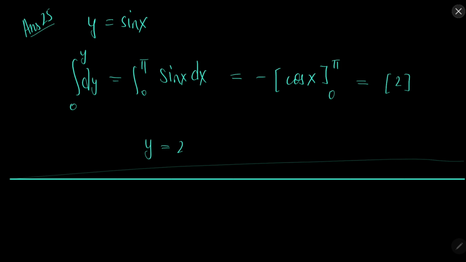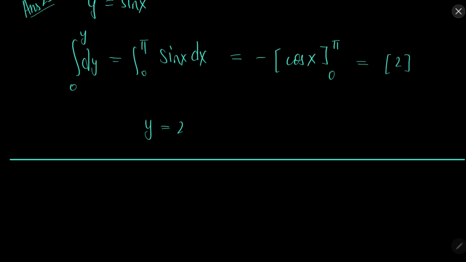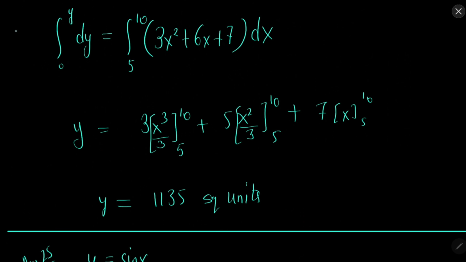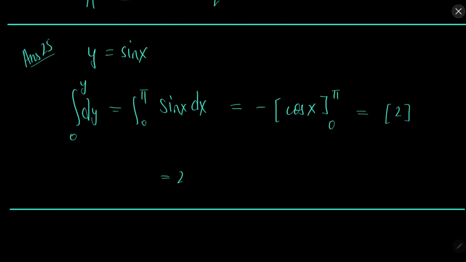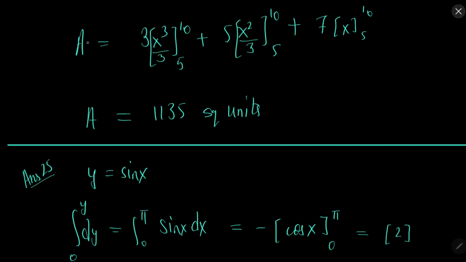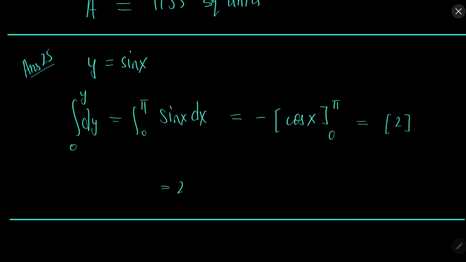So the area is 2. This is the area actually, not y. Here y is there. This is y dx actually.